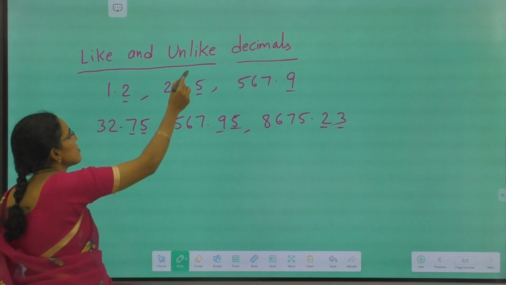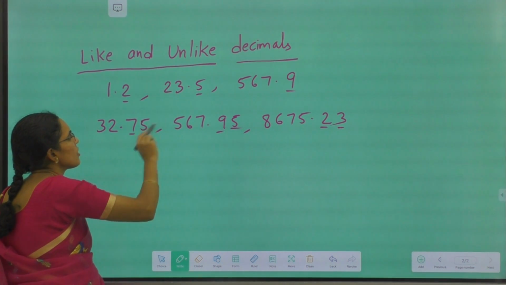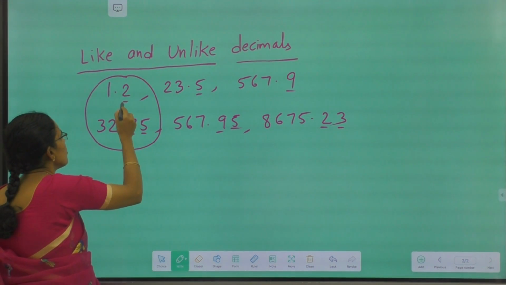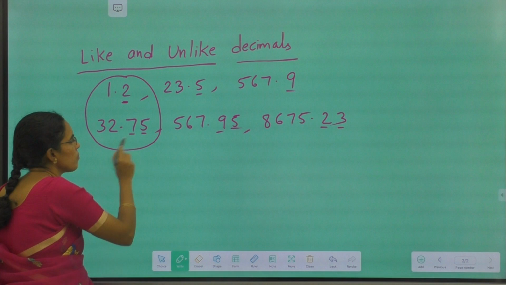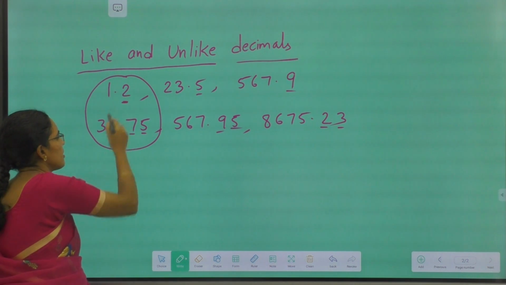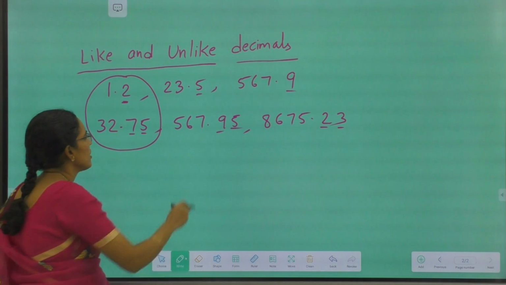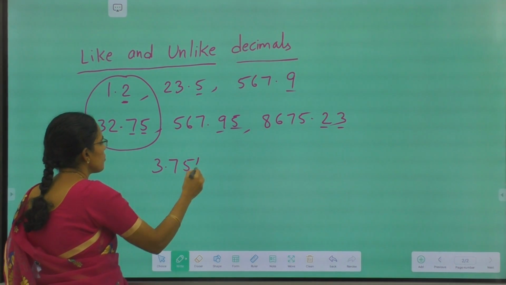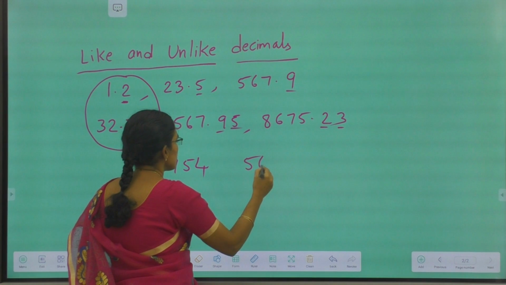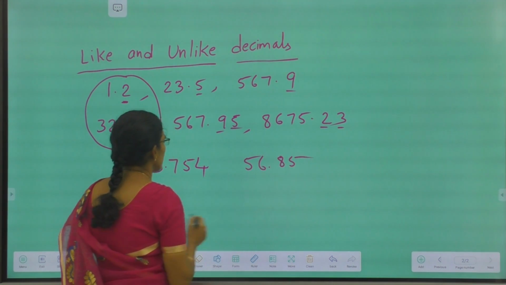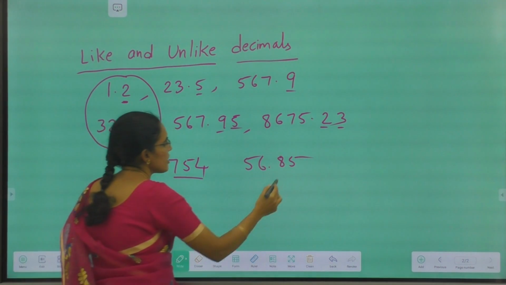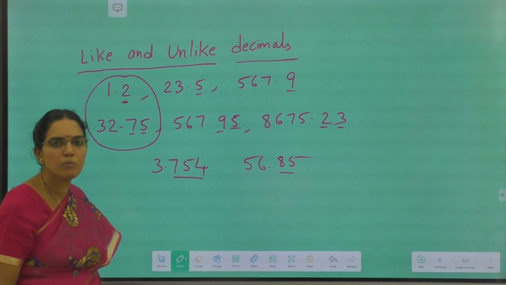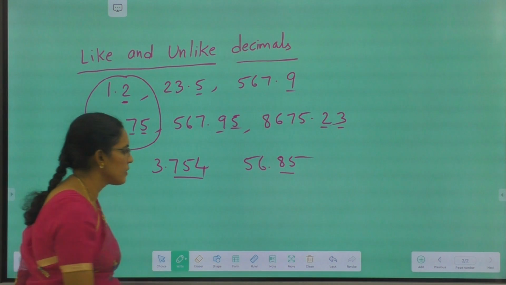Those which do not have the same number of decimal places are unlike decimals. If you compare these two, here there is only one decimal place, here there are two decimal places. That is why these two are unlike. Again these two are unlike decimals: 3.754 and 56.85. Here there are 3 decimal places, and here there are 2 decimal places. They are again unlike decimals. Okay, this is about like and unlike decimals.